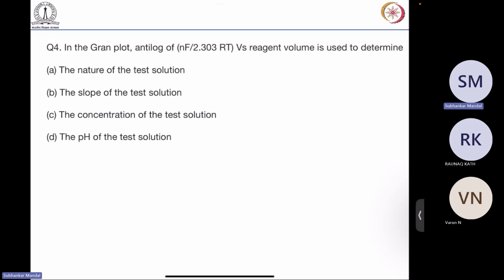In Gran plots, antilog of nF by 2.303RT versus reagent volume is used to determine the nature of the test solution. Option B, the slope of the test solution. Option C, the concentration of the test solution. Option D, the pH of the test solution. Which one will be the answer?